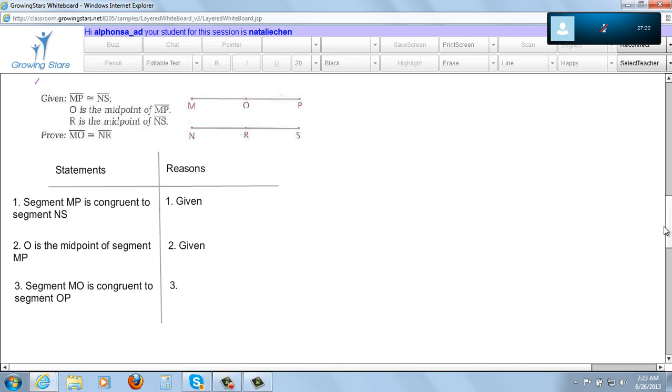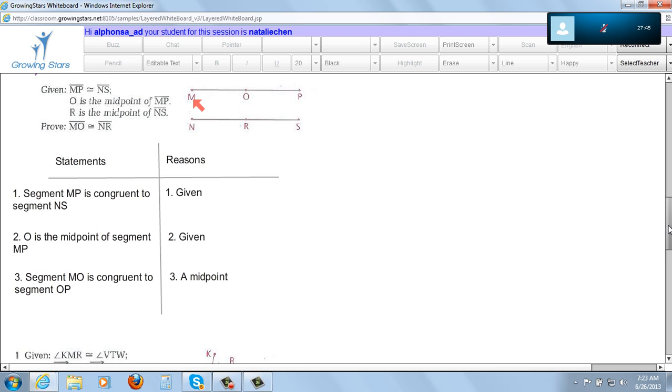So what is the reason you will write? Now next question. Can you see the figure? Is it multiplication property or division property? Segment MP is congruent to segment NS, given. MO is the smaller length, and NO is the smaller length of the given segment. So that would be the division property. So you write the division property here.